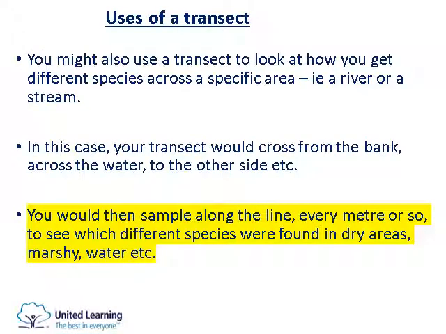So you can just basically use them to see how you get different numbers of species at different places in a specific area. So all you need to do, for example, if you're looking at the number of species closer to water, you'd place a transect line and then you'd have your quadrat every metre, and you can compare the quadrats further away in terms of the number of individuals in there to closer to the lake, for example.